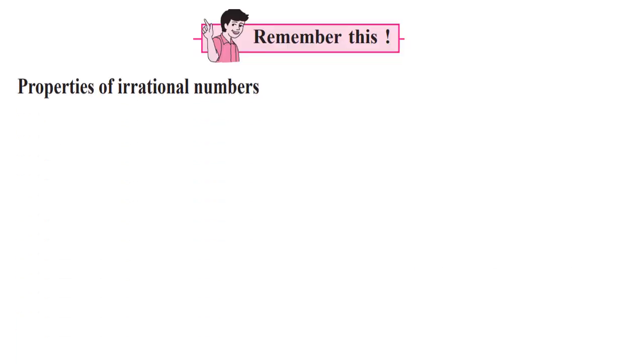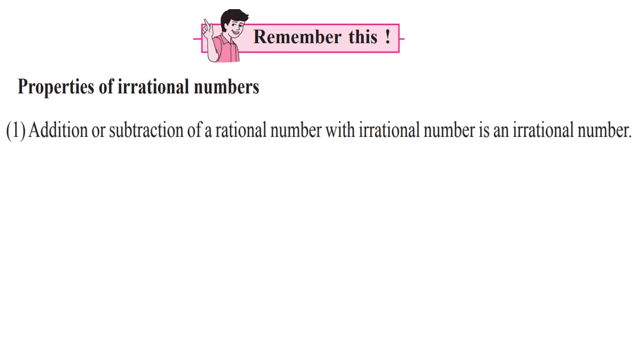So the very first property here of irrational numbers is that addition or subtraction of a rational number with an irrational number is an irrational number. That means if we add one rational number and one irrational number, the sum is an irrational number. Like 2 plus root 3. 2 is a rational number, root 3 is an irrational number. So 2 plus root 3 together is an irrational number.